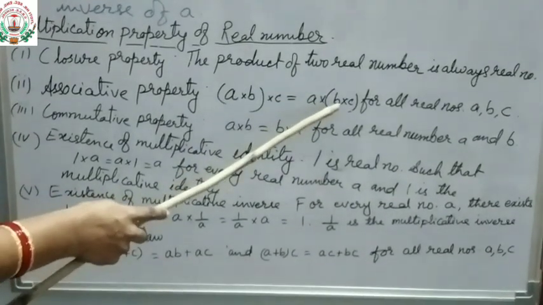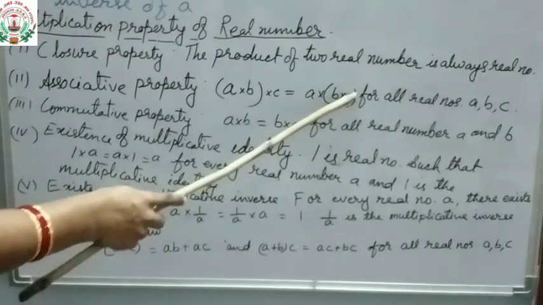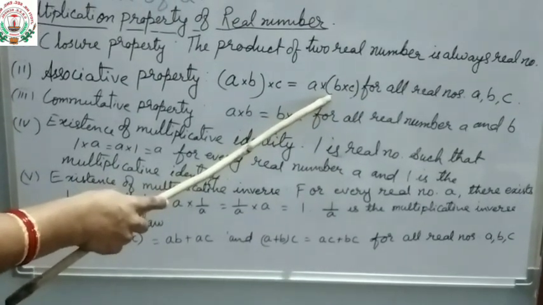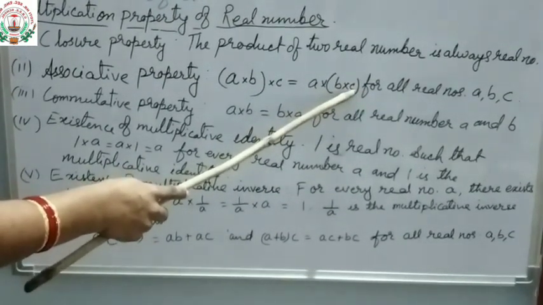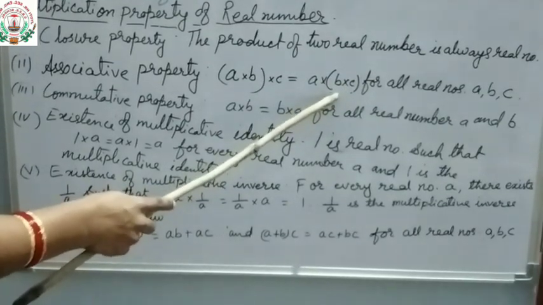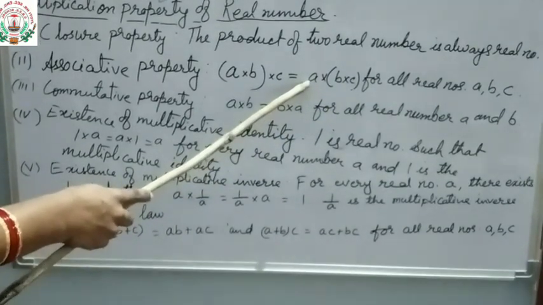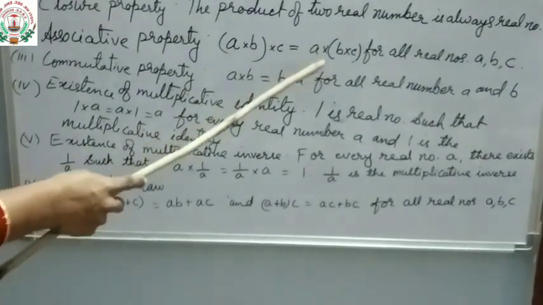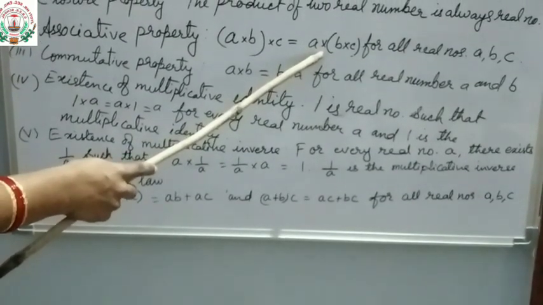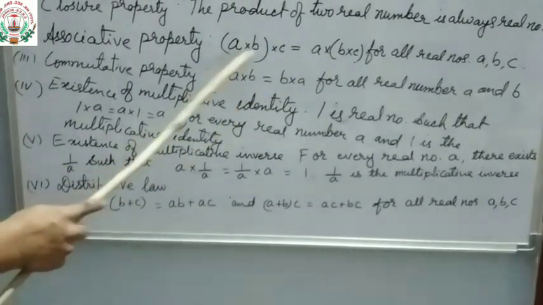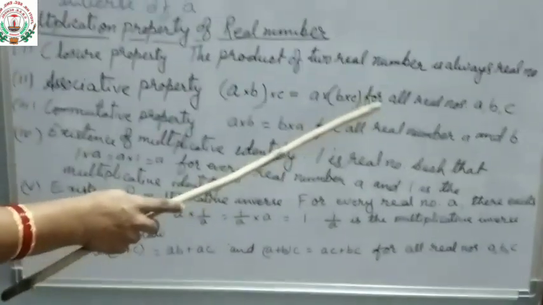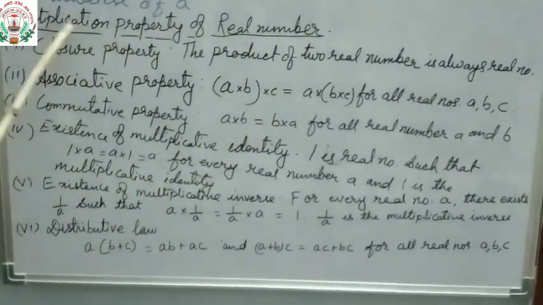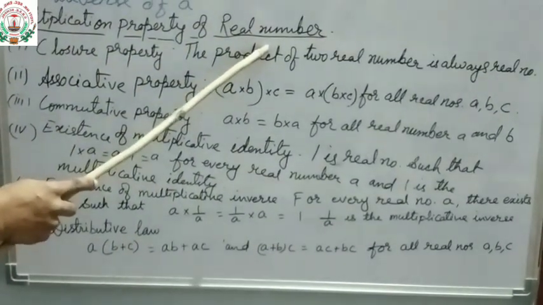Here also the same: you do first 1 upon 3 into 1 upon 4. That means B and C. B value we have taken as 1 upon 3 and C as 1 upon 4. So the product will be 1 upon 12. That is multiplied with 1 upon 2, because A value we have taken as 1 upon 2 for this LHS. So when you multiply 1 upon 2 into 1 upon 12, what will you get? 1 upon 24. Both sides 1 upon 24. That means the associative property is also true under multiplication property of real numbers.